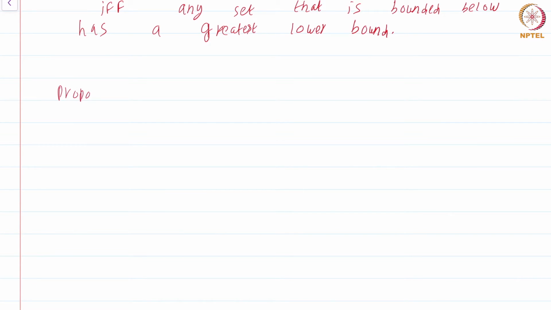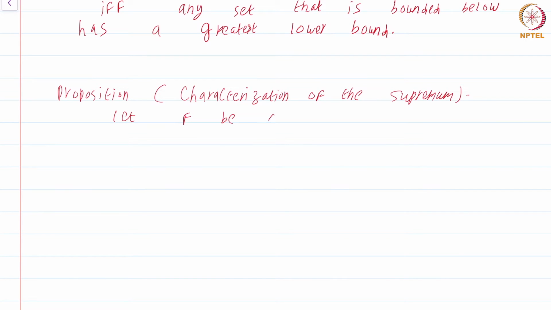Proposition, this is a characterization of the supremum. This result says the following. Let F be an ordered field, S a subset of F bounded above.